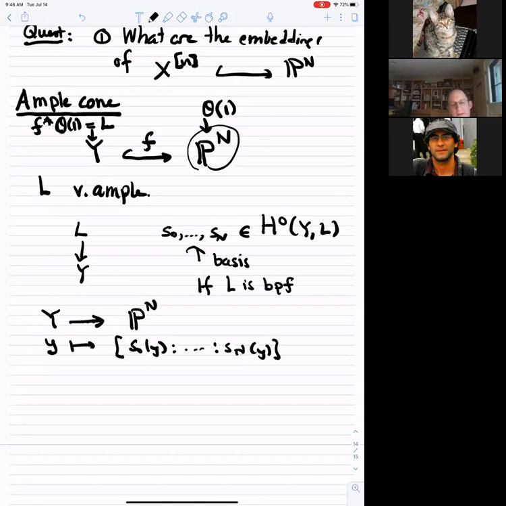Now, what does it mean that the line bundle is base point free? It means that these sections don't all simultaneously vanish at any point of Y. The problem is that if all these sections are zero, then you don't get a well-defined map to projective space. But if they're not all zero, then you get a well-defined map to projective space. So the condition for this rational map to be a morphism is that this line bundle is base point free. In other words, if L is base point free, then L defines a morphism.